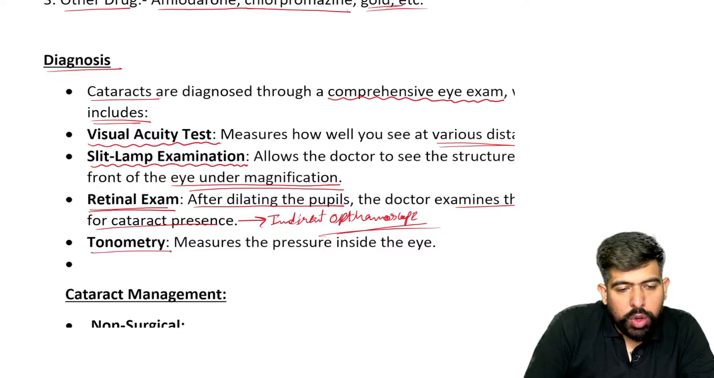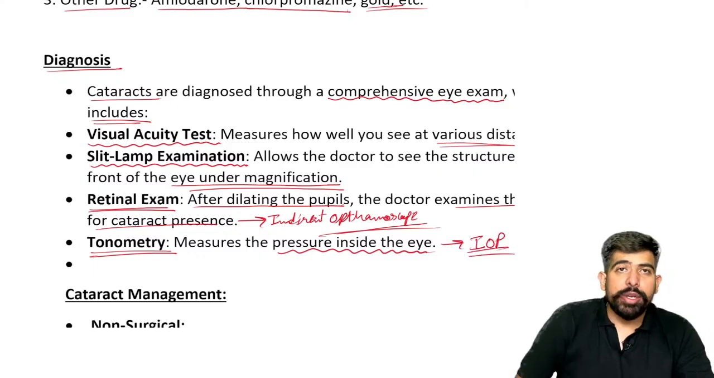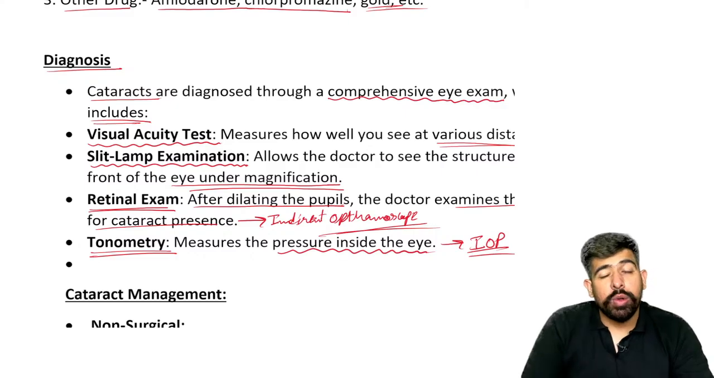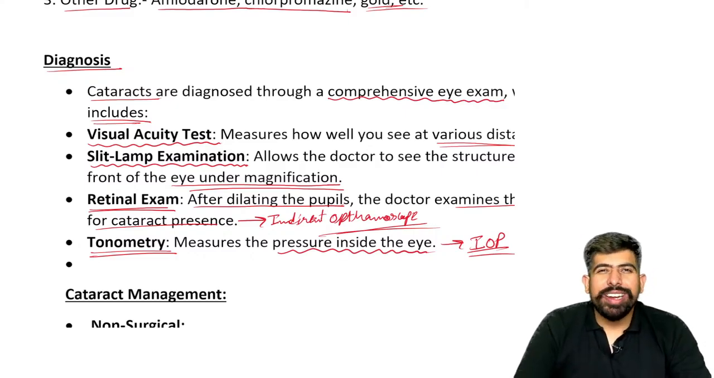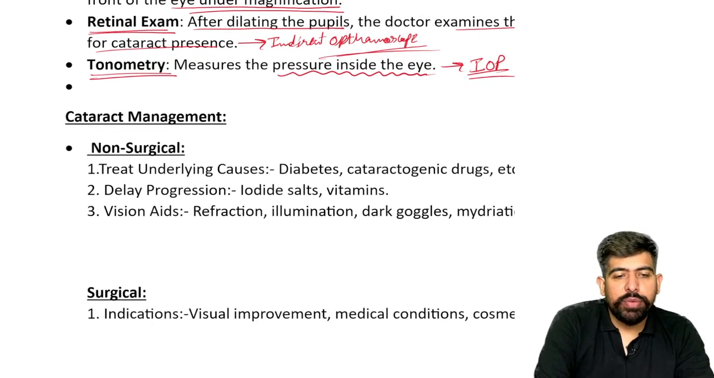Also, we have to do the tonometry test for measuring the pressure inside the eye, which is also known as intraocular pressure. We talked about it. Why? Because maybe due to the cataract, this is going to be complicated, like phacomorphic or maybe phacolytic glaucoma. So we have to do the management of it.